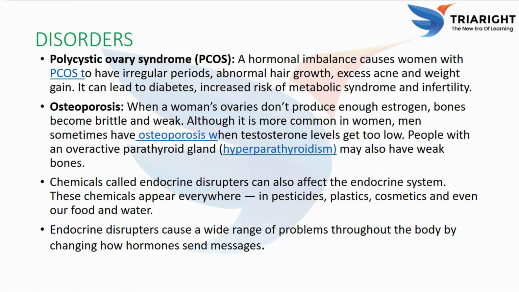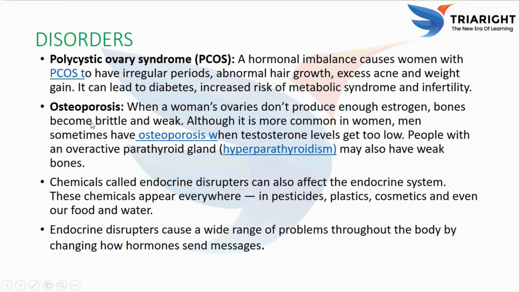You can also experience acne and weight gain. And also, there will be difficulty in getting pregnant, causing infertility. And what are the other effects of PCOS? It also increases the risk of diabetes and metabolic syndrome. Metabolic syndrome is nothing but a combination of high blood sugar, high blood pressure, and also obesity. So in PCOS, the ovaries do not release eggs regularly and produce too many male hormones. So this leads to irregular cycles, acne, and also hair growth.